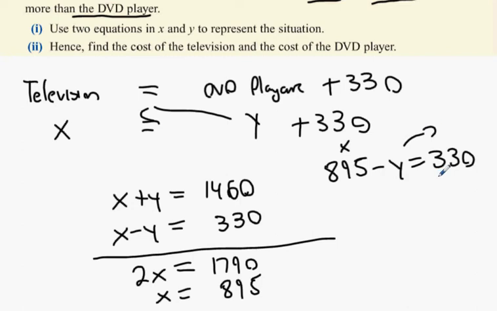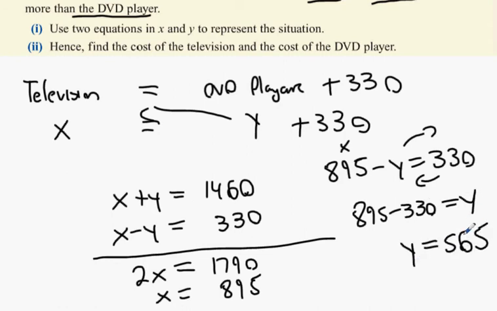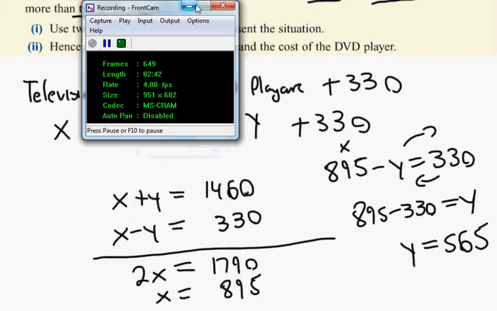Bring the Y to the right, the 330 to the left. 895 minus 330 equals Y. What's the answer? Who got that one out last night? 565 we got. Oh, good. Okay, did you use X and Y's? Yep.